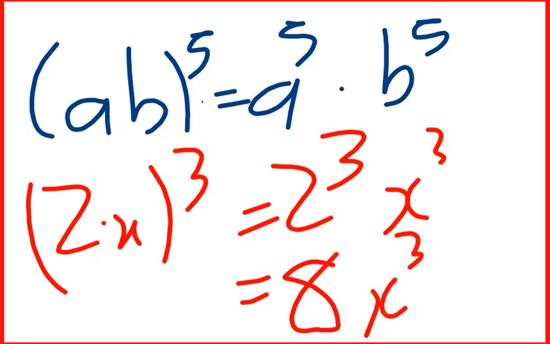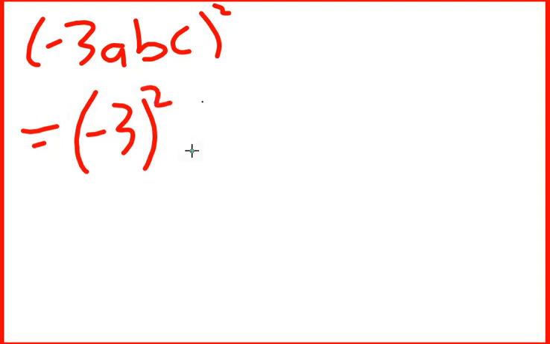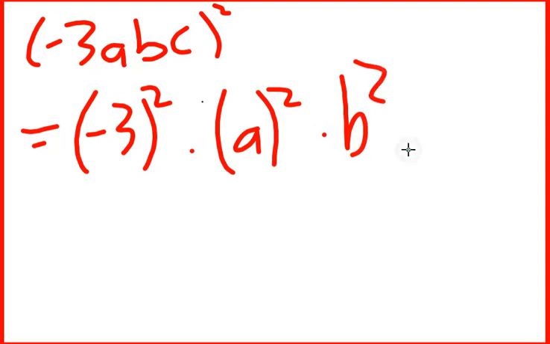Let's have a look at a more complex question that requires us to use law number 6. So that's going to be, let's use red, (negative 3abc) to the power of 2. So we're going to separate them. So negative 3 squared times a squared times b squared. So you multiply everything together, and each item or term is to the power of 2, or it's squared.